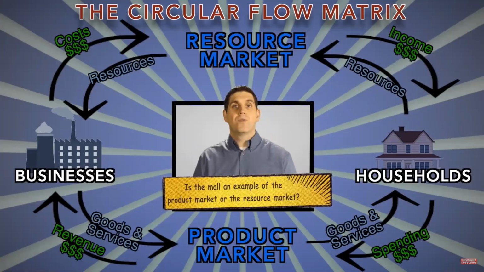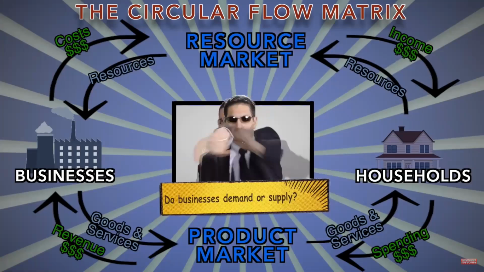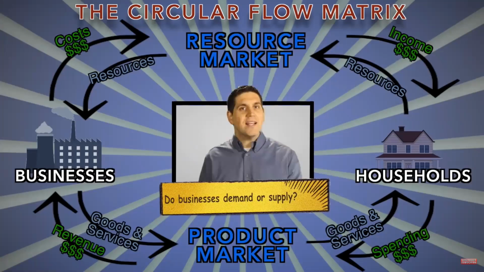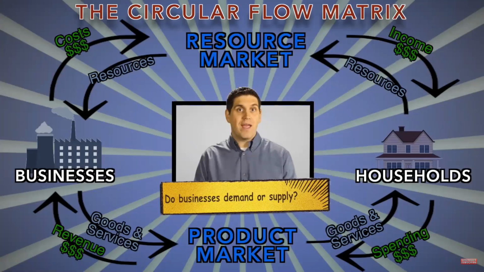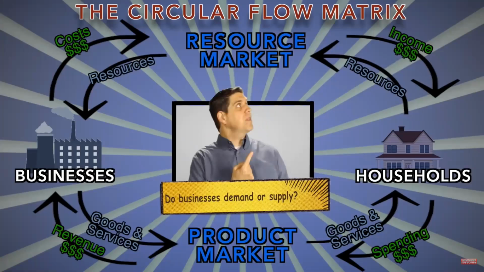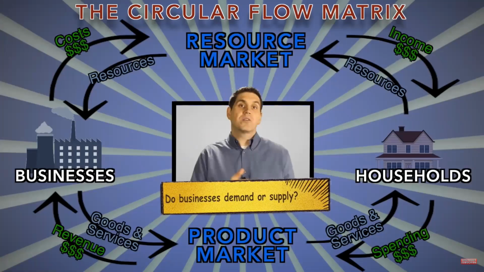Okay, next question. Do businesses demand or supply? The answer is both. They demand in the resource market, but they supply in the product market. Households, on the other hand, demand in the product market and they supply in the resource market. So both businesses and households are supplying and demanding.